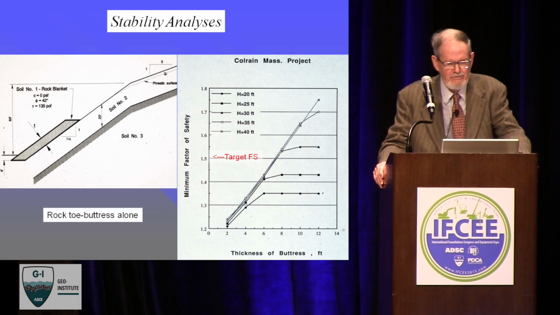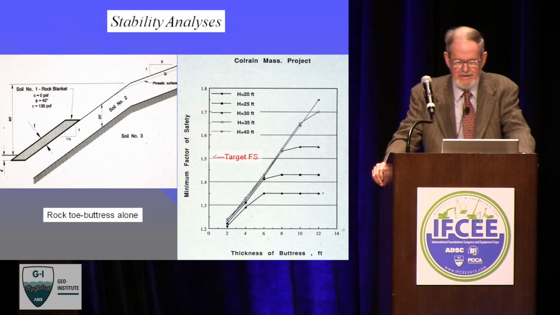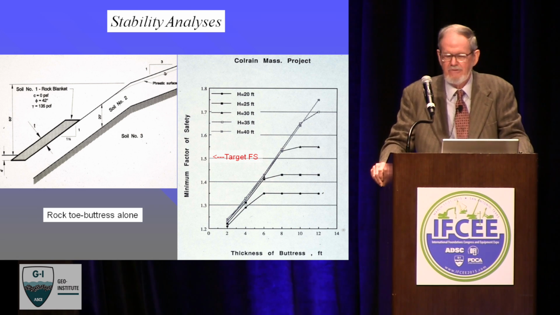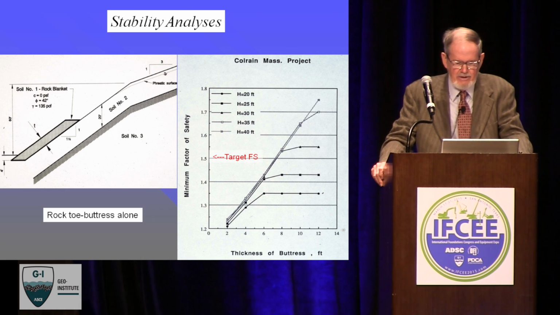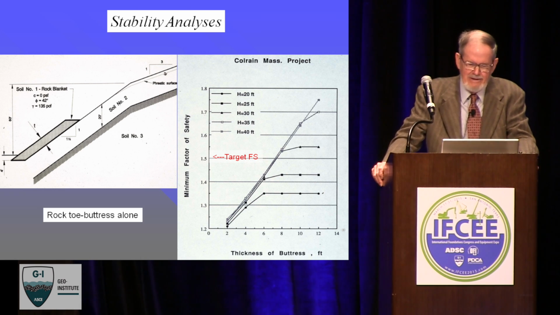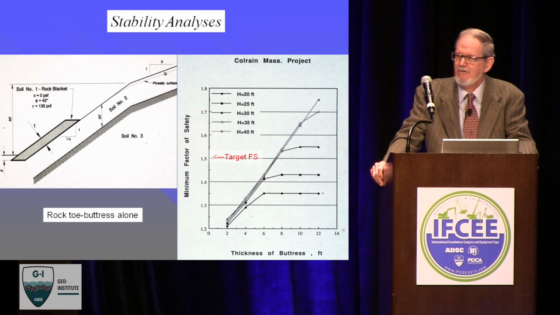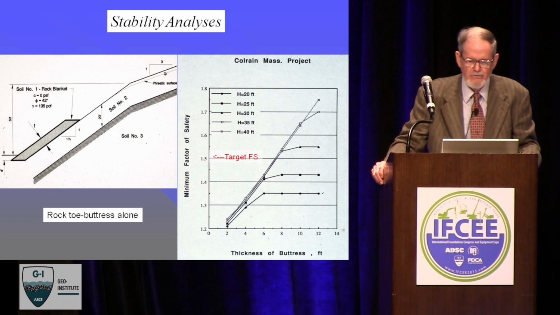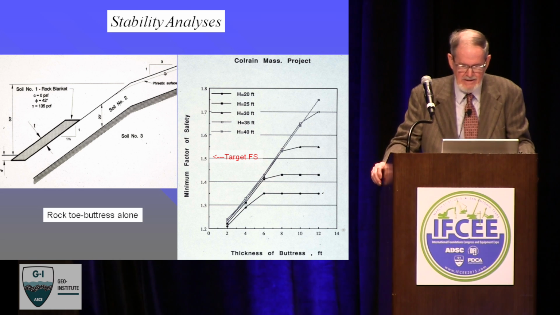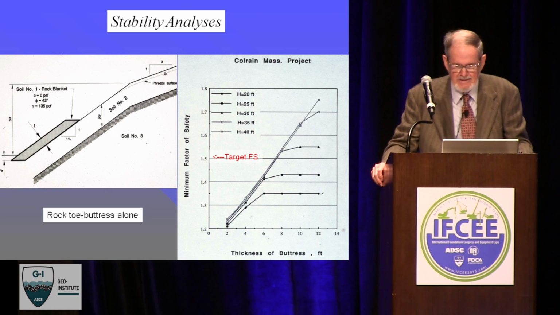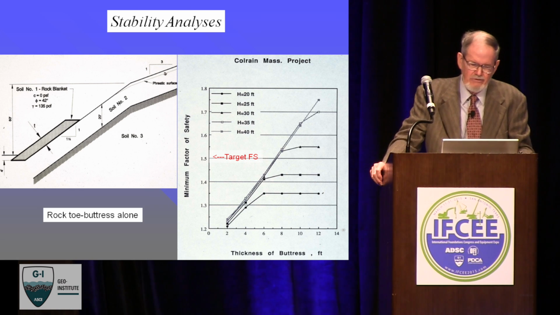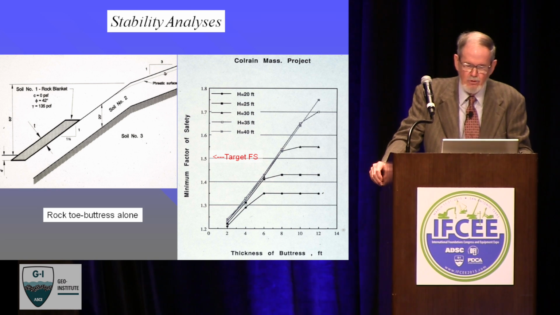Now, a rock toe buttress would meet mass stability requirements, safety factor requirements, provided it was 8 feet thick and at least 30 feet high. You really don't need all that rock up at the top of the slope. It doesn't help mass stability. The problem with a rock toe buttress, though, is it leaves the top of the slope exposed and subject to seepage erosion. We conducted stability analyses and showed that a rock toe buttress that was 8 feet thick and at least 30 feet high would do the job. The slope height was 60 feet.